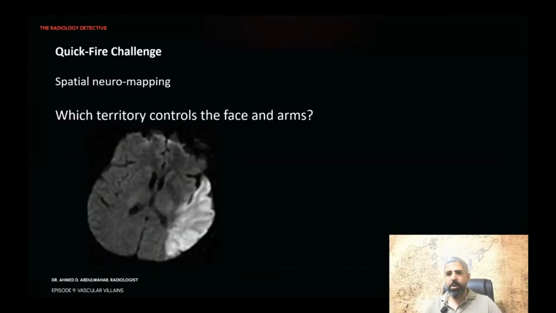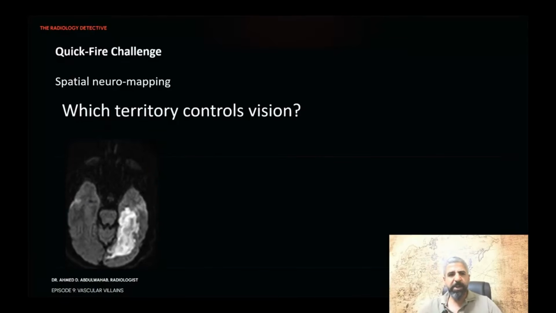Which territory controls the face and arms? Is it ACA, MCA, or PCA? And the answer is the middle cerebral artery territory. Again, spatial neuromapping. Which territory controls the vision? Is it ACA, MCA, or PCA? The correct answer is the posterior cerebral artery or the PCA territory. So, the lesson from this one is map the deficit to the vessel.